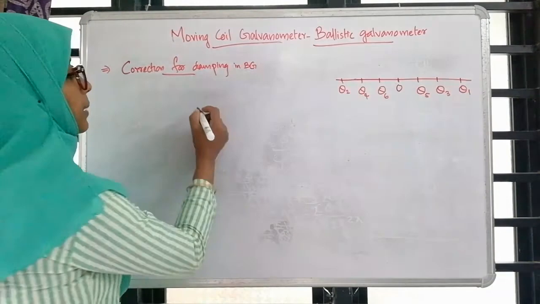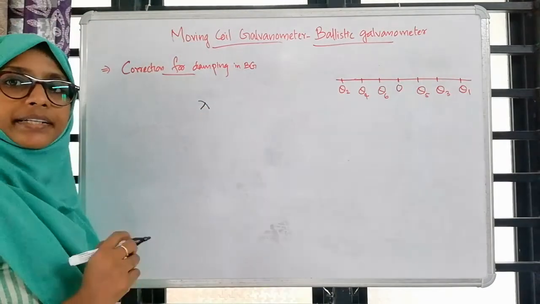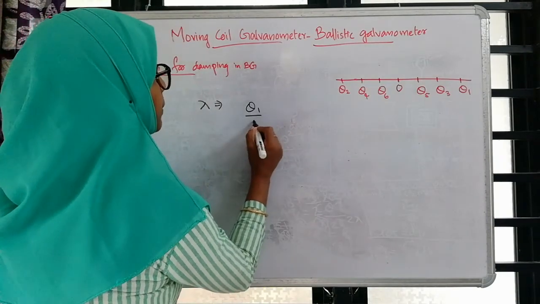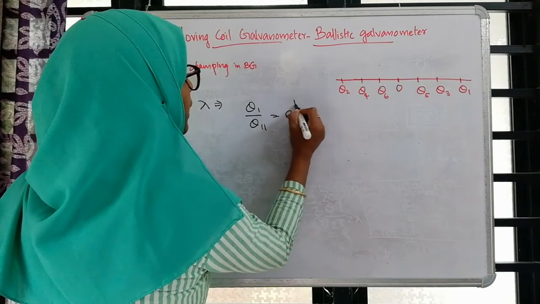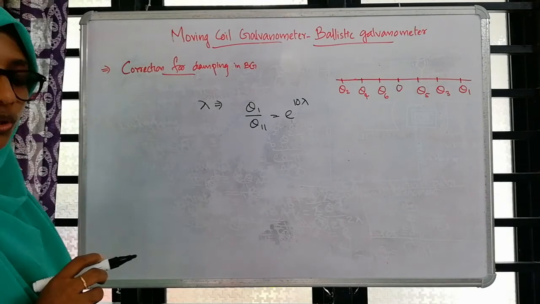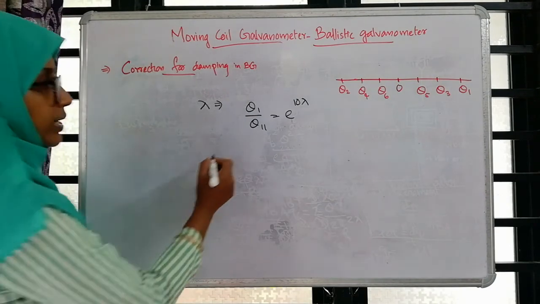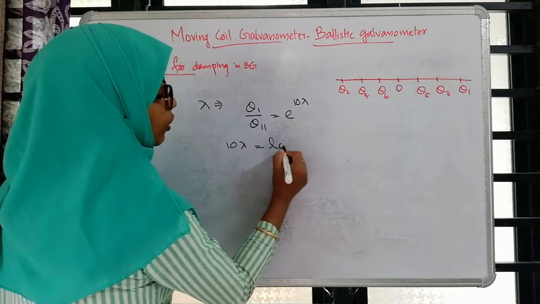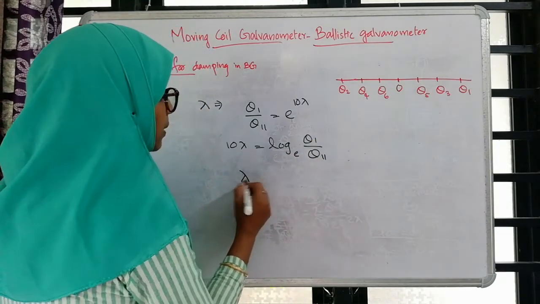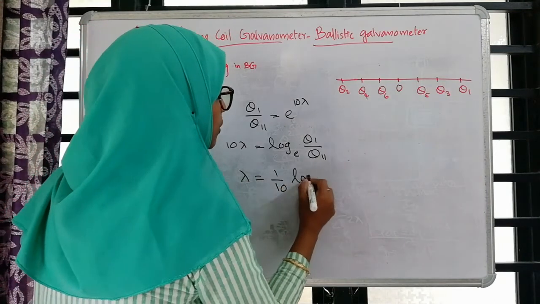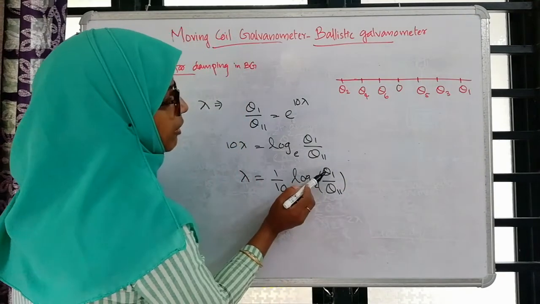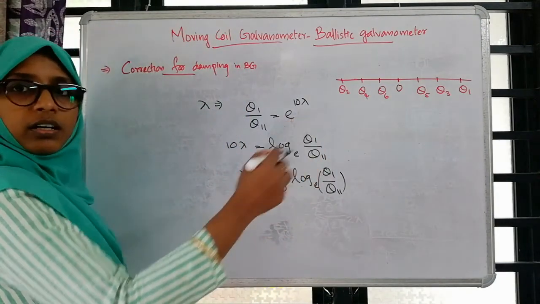Logarithmic decrement lambda can be obtained from the first and 11th throw. That is theta 1 divided by theta 11 is equal to e raised to 10 lambda, which implies 10 lambda is equal to log to the base e theta 1 by theta 11. That is lambda is equal to 1 by 10 log to the base e theta 1 by theta 11. We are considering here theta 1 and theta 11 to find out the correct value.